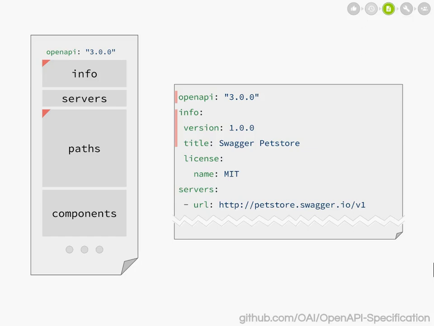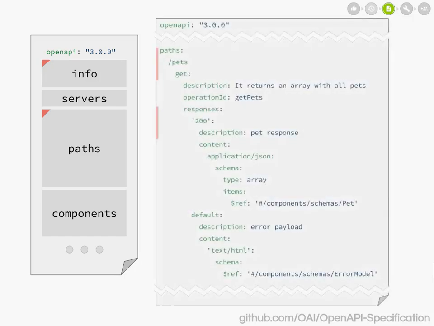Then you have the other mandatory element, which is the paths section. In the paths section, you do the review of the different resources that you're going to expose. So for example, in this case, we have one resource that is pets, and it will allow a get operation over it.